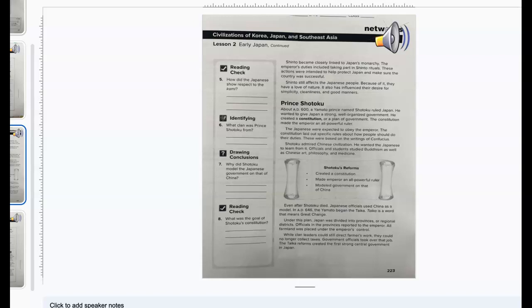Prince Shotoku. About 600, a Yamato prince named Shotoku ruled Japan. He wanted to give Japan a strong, well-organized government. He created a constitution, or a plan of government.